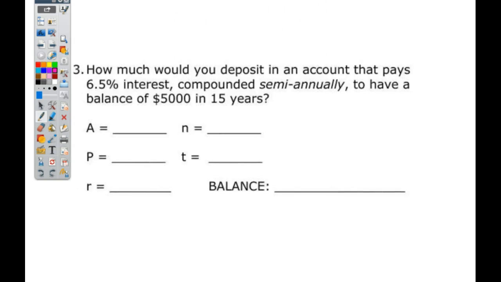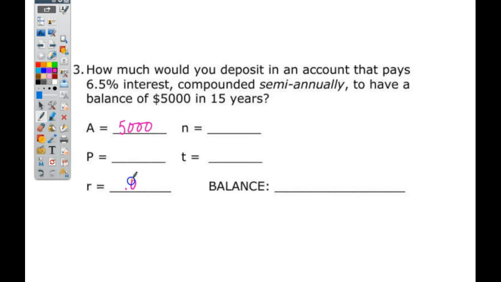Okay, so let's read: how much would you deposit in an account that pays 6.5% interest compounded semi-annually to have a balance of $5,000 in 15 years? So what's different about this one? They give you the final balance, right? This is my A, so the 5,000, and I'm looking for the P. I don't know how much I have to put in now.